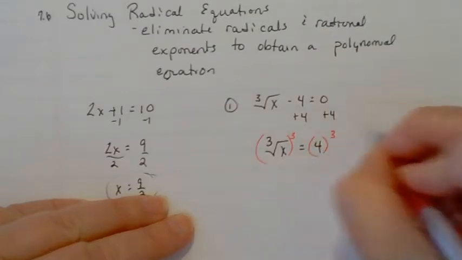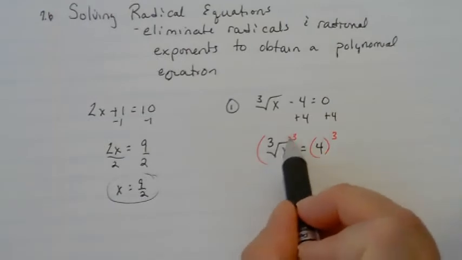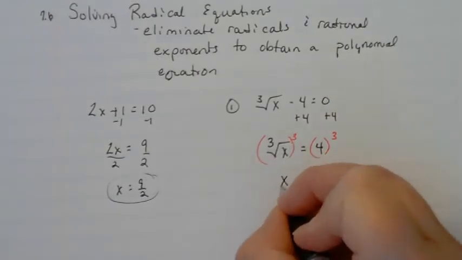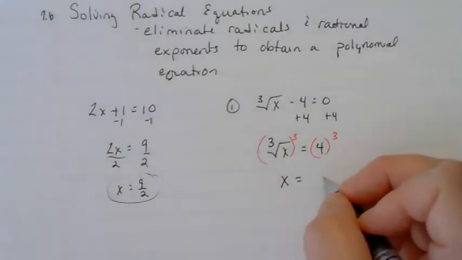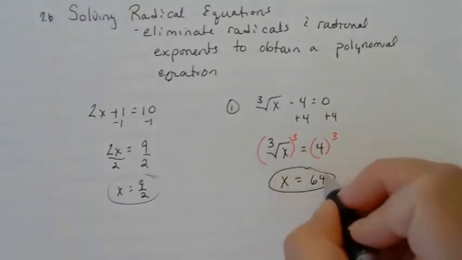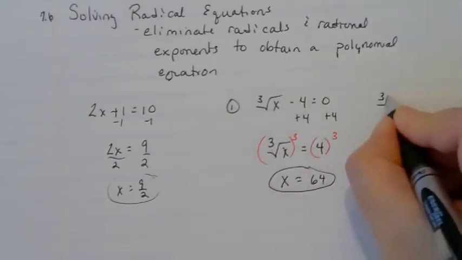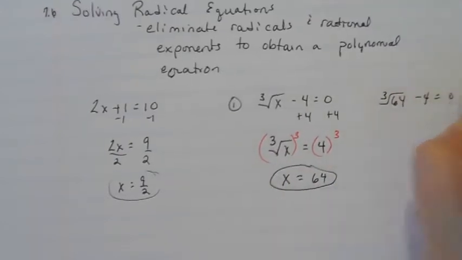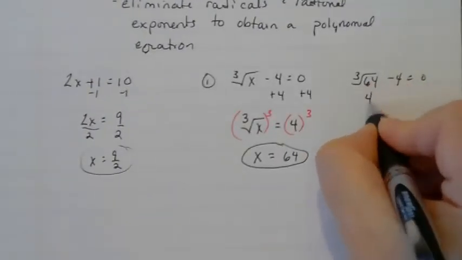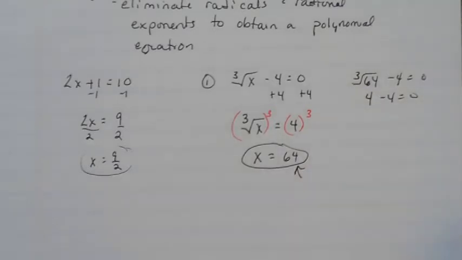So I'm going to cube this side and cube this side. And a cube root and a cube undo each other because they're inverses. So this side becomes x, and the right side is 4 times 4 times 4, which is 64. This is the solution, the only solution. If I go back up here and check this, if I put cube root 64, subtract 4, I do get 0 because the cube root of 64 is 4, and 4 minus 4 is 0. So this solution is a good solution. In fact, it's the only solution. It's the only number that I can put in for x that makes this a true statement.